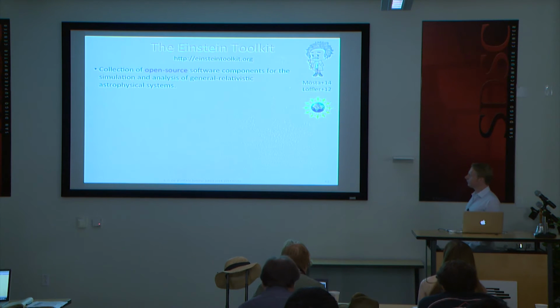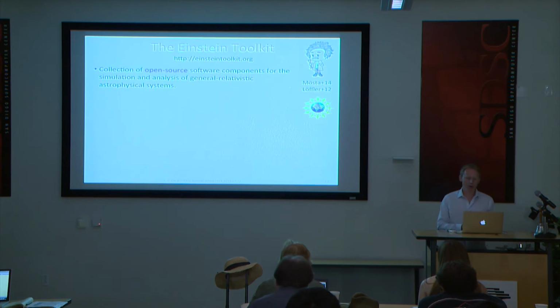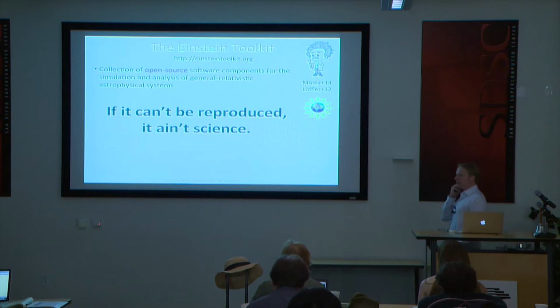I'm going to talk about the Einstein Toolkit briefly before I stop. It's a project that I've been involved in for a number of years. There have been two papers describing this set of codes. It's open source software, a set of software components for the simulation and analysis of general relativistic astrophysical systems. And the basic motivation of this is that if it can't be reproduced, it ain't science.